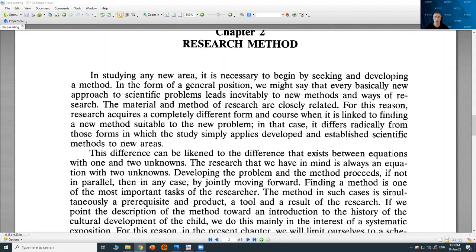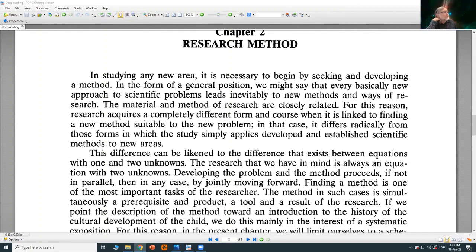So, John, would you mind if I paraphrase it like, if you want to study a new area of research, you should begin by seeking and developing a method which is appropriate to study this new area. Would it be a correct interpretation?